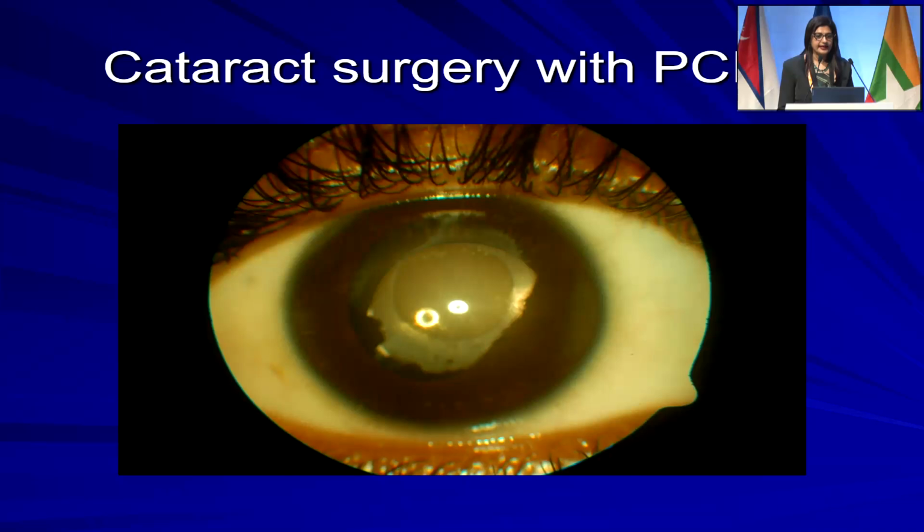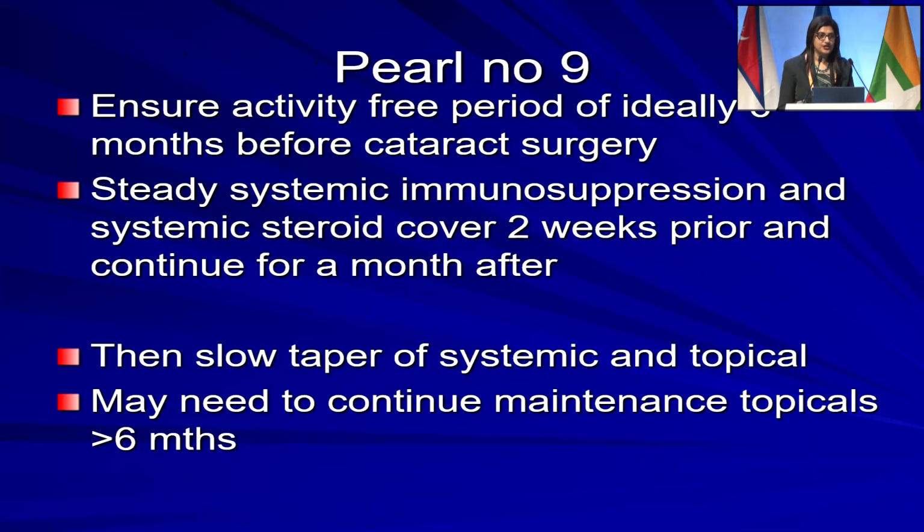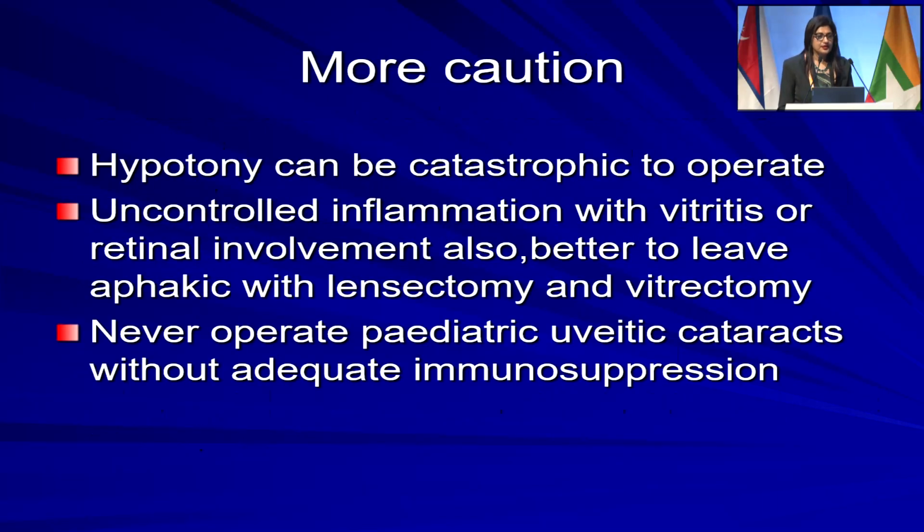Now, sequelae: cataract surgery has to be done. You can use posterior chamber intraocular lens in-the-bag implantation, but always remember, ensure an activity-free period of ideally 6 months before you take up for cataract surgery. Ensure steady systemic immunosuppression and give steroid cover at least 2 weeks prior and continue for a month after. Slow taper of both systemic and topical. Do not taper like you do for your adult patients, and you may need to continue maintenance topicals for even more than 6 months.